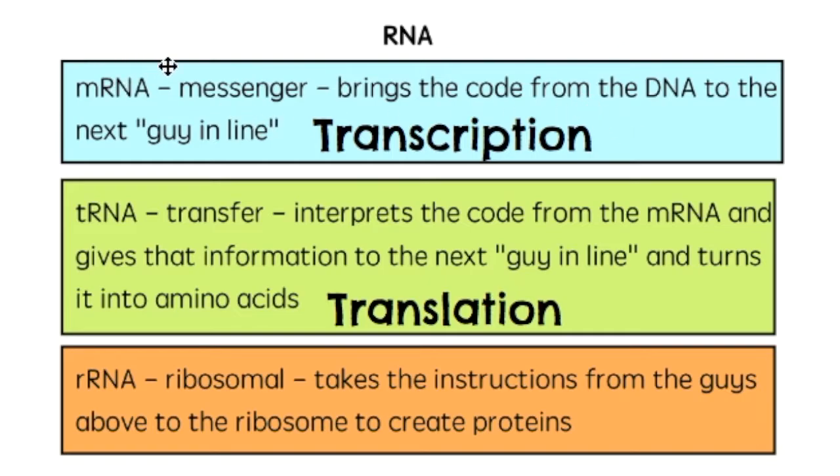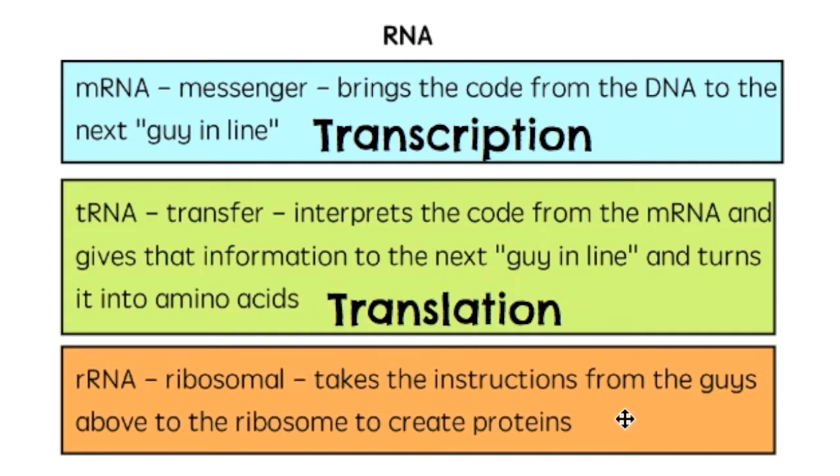mRNA then passes the code that it wrote down pretty much to tRNA. That T stands for transfer. So the tRNA interprets the code from the mRNA and then gives that information to the next, quote, guy in line. Guess what? It's a different type of RNA, which can then turn it into amino acids. This tRNA, the transfer step, is called translation, and we'll talk about what it's translating in a moment.